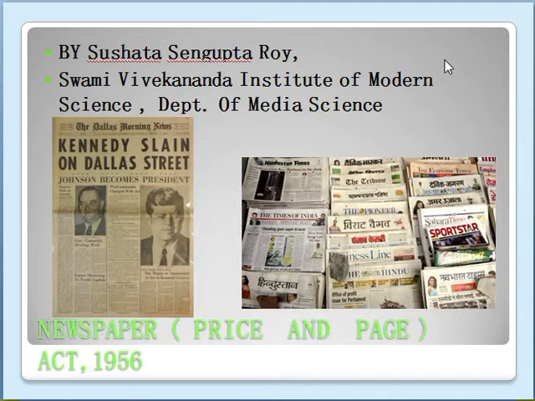Now, we are all quite acquainted with the word newspaper, but all the newspapers certainly have similar prices or similar rate tags. So this comes under the Act, which is the Newspaper Price and Pages Act of 1956. What exactly does it say?